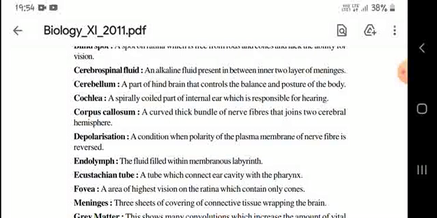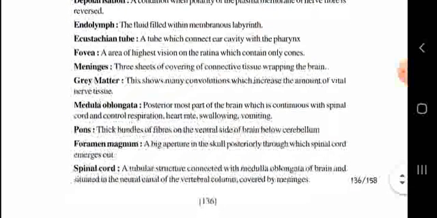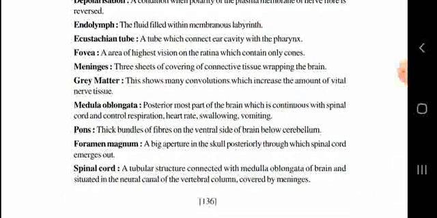Next, depolarization: a condition when the polarity of the plasma membrane of the nerve fiber is reversed. These are the basic things. Next, medulla oblongata: the posterior most part of the brain, which is continuous with the spinal cord and controls respiration. Pons: the thick bundle of fibers on the ventral side of the brain below the cerebellum.